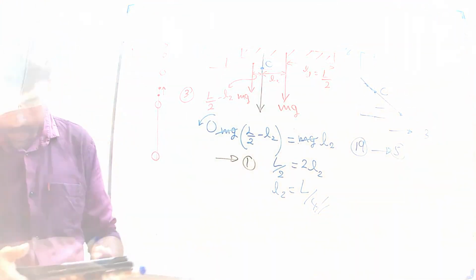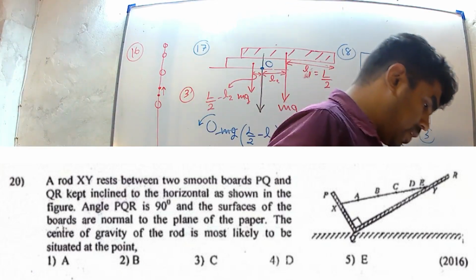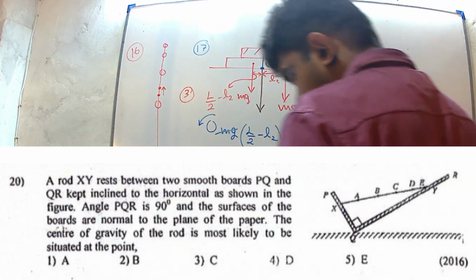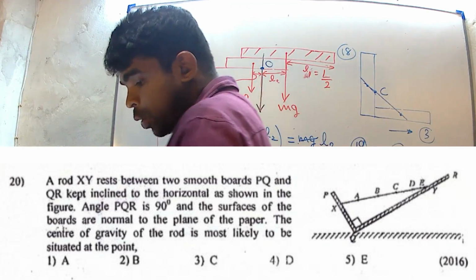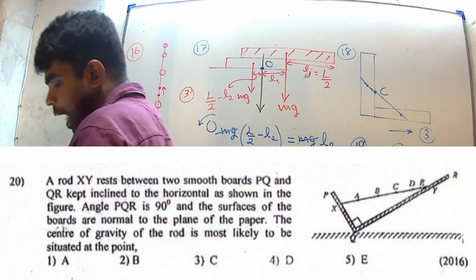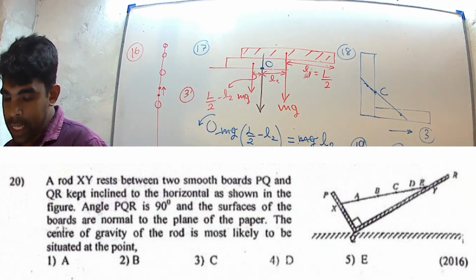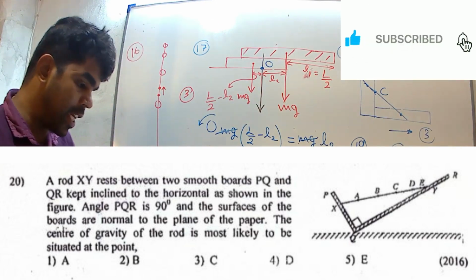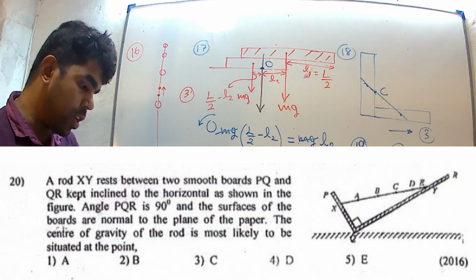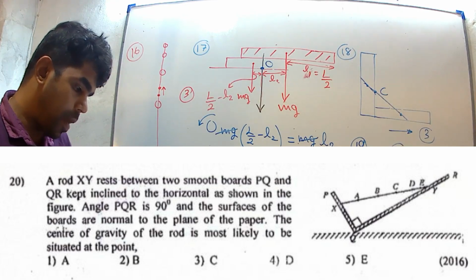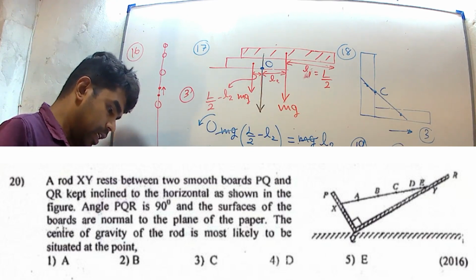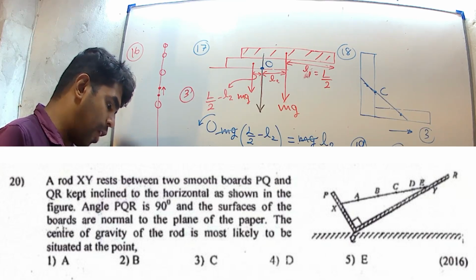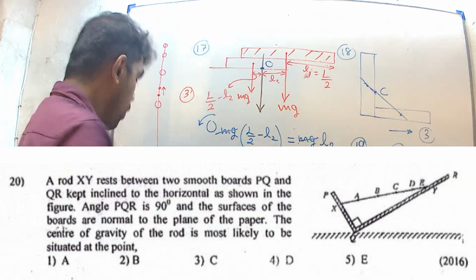Question number 20. A rod XY rests between two smooth boards P and Q. So PQ and QR are kept inclined to the horizontal as shown in the figure. Angle PQR is 90 degrees and the surfaces of the boards are normal to the plane of the paper. The center of gravity of the rod is most likely to be found situated at the point.